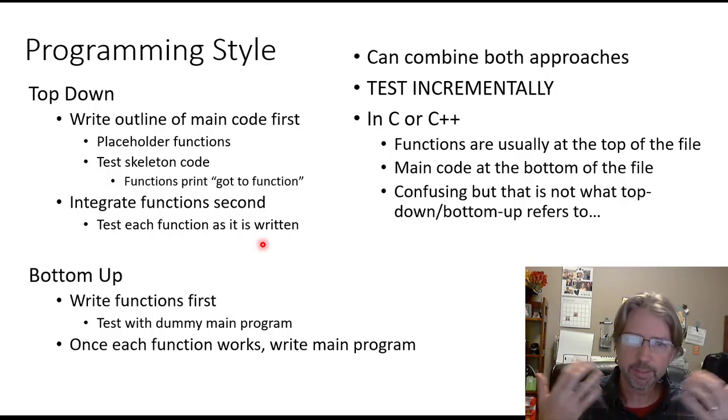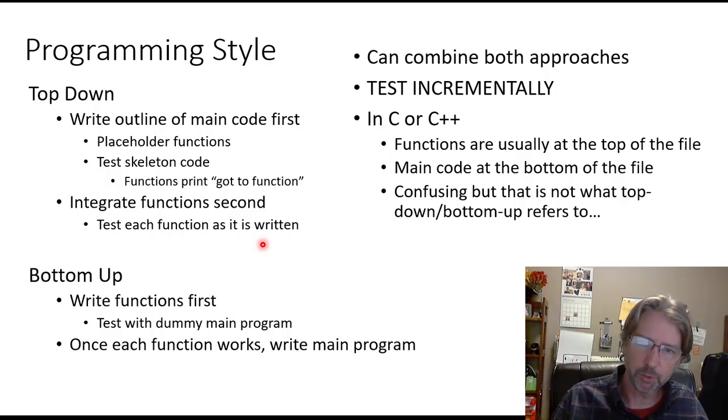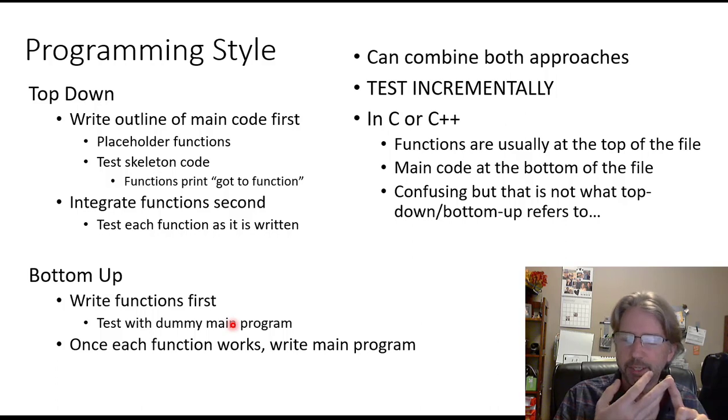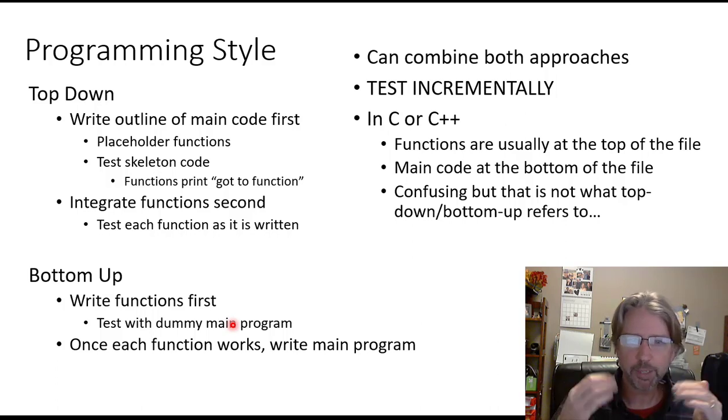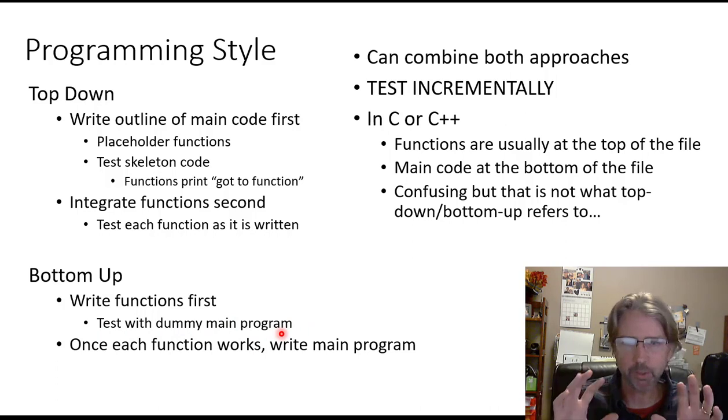Another way to design software is the bottom-up approach. And here you would write the functions first. So you'd say, well, I need a function that reads all the sensors. I need to drive some motors. I need to do all these things. So you would write those, or you could hire them out. If you're working on a team, you could divide the work, and then each function gets tested. And then once they're all working, you can integrate them into the main program.